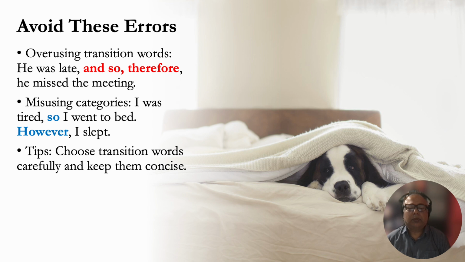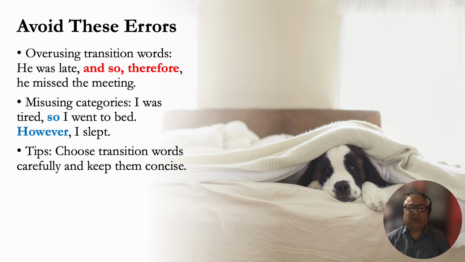So try to avoid these errors. Do not use too many transition words in the same sentence. "He was late and so therefore he missed the meeting." Misusing categories: "I was tired, so I went to bed." And that is correct, right? Cause and effect. A person was tired, so she or he went to bed.